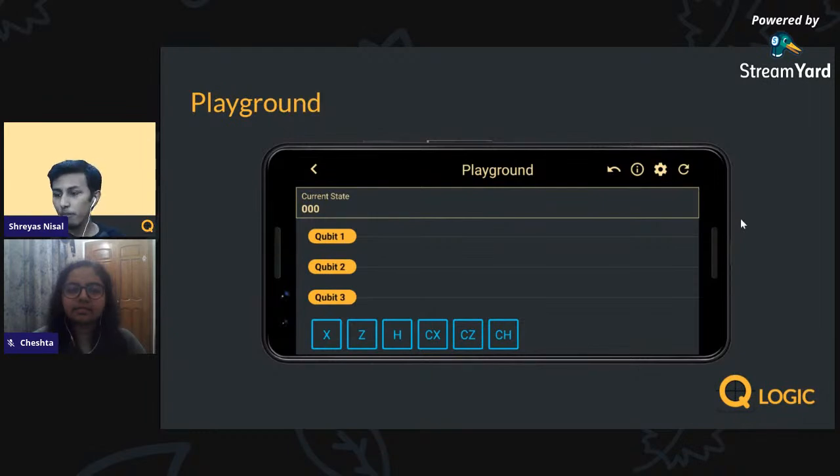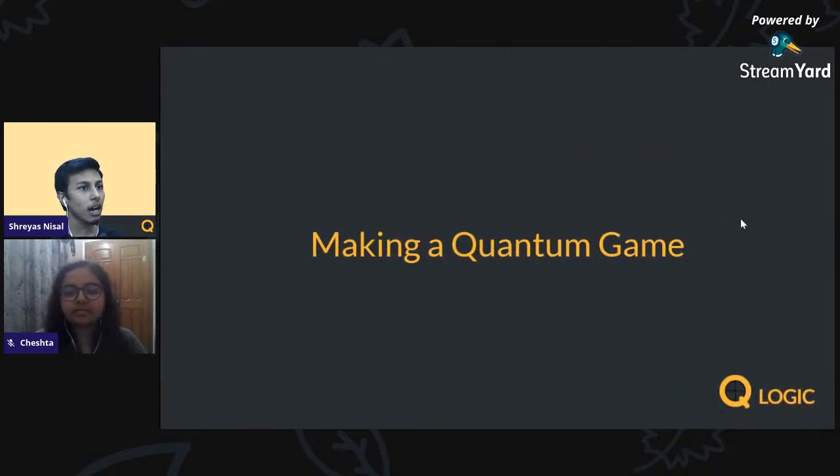And before we move on, I have a question here which says the game is only available on Android. So yes, right now the game is only available on Android, but we are working towards making it available on other platforms as well. So this is the playground where you can just try out the gates. And next, I'm going to hand over to Cheshta, who is going to speak about making a quantum game, making your own quantum game.